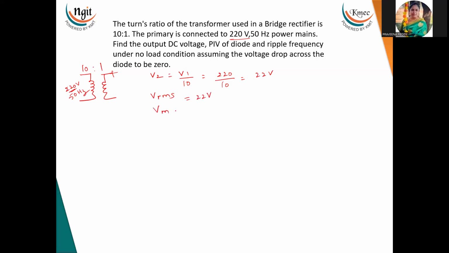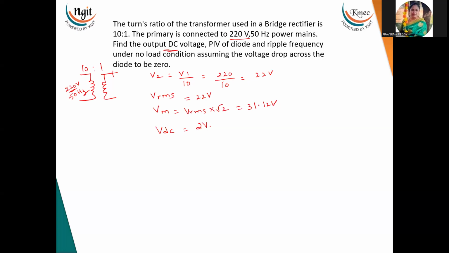From this, we need to calculate the V maximum. So V maximum is equal to, how to calculate V maximum? VRMS into root 2. That is nothing but 31.12 volt. And from this, what we need to calculate, what I have asked to find out the output DC. So VDC is nothing but VDC is 2Vm by pi. So 2Vm by pi. If you calculate this, then you will get the 19.81 volt.